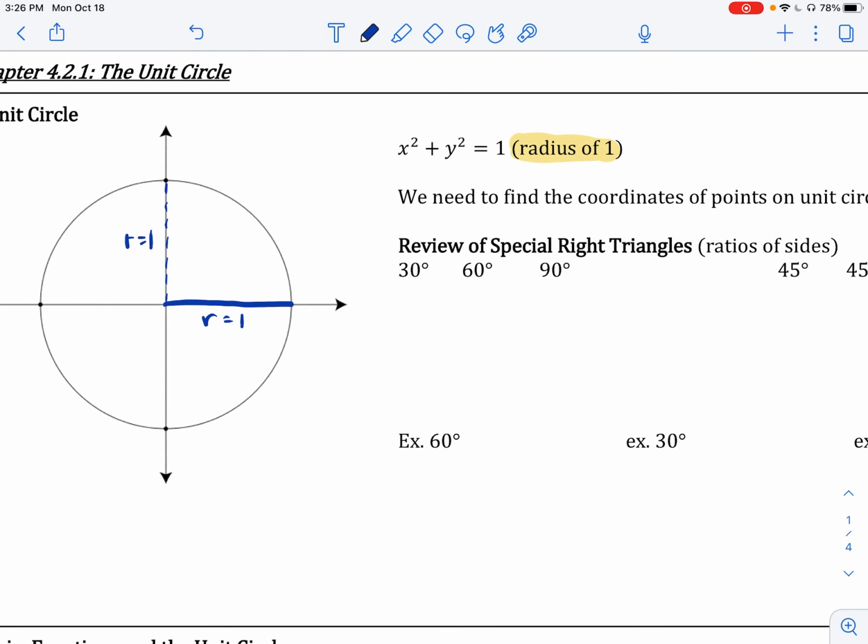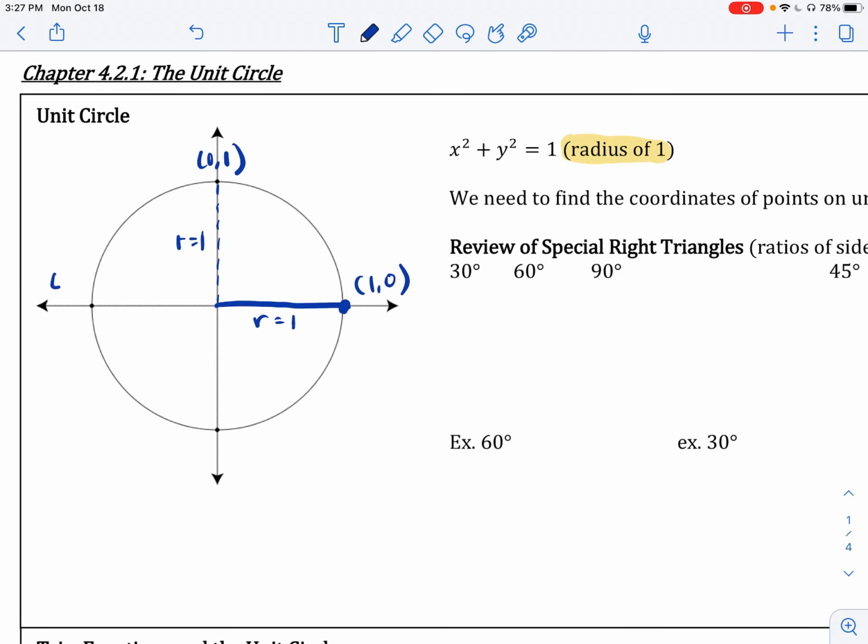So just understanding the fact that our radius is equal to 1, we can find certain points, like for example, this coordinate here would have to be (1, 0). This point up here would have to be (0, 1). And we should also understand that this is (-1, 0), and this point down here would be (0, -1). That's not too bad, okay?